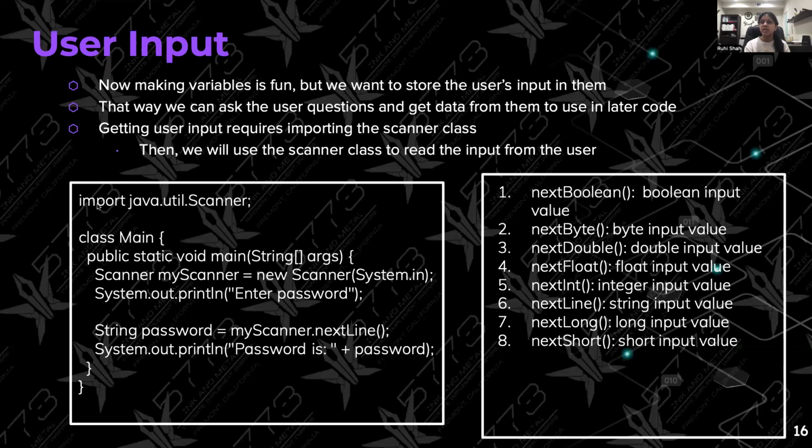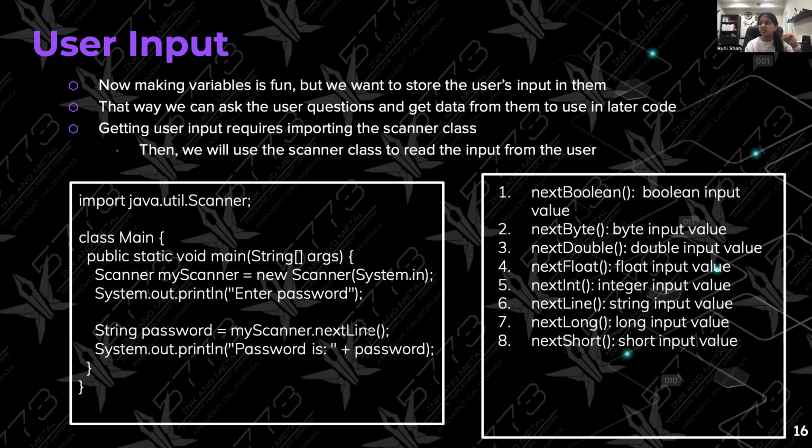So first you have to make sure that you import the Scanner class at the very top of your code. And then inside of your main method, you create a Scanner object by saying Scanner and then name it whatever you want, new Scanner(System.in). And then you ask a question like enter password. And then whatever the user puts, you're going to store that into a variable that you make. For example, here we named it password. And then you can print it out if you want or whenever you want to do it.